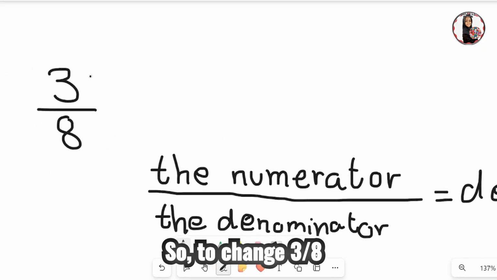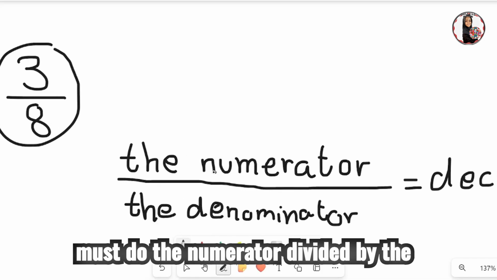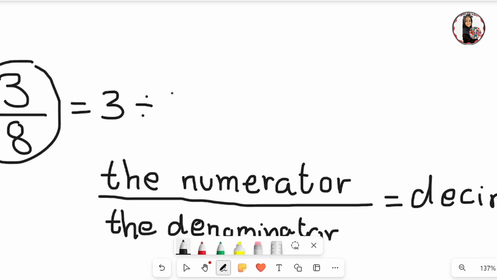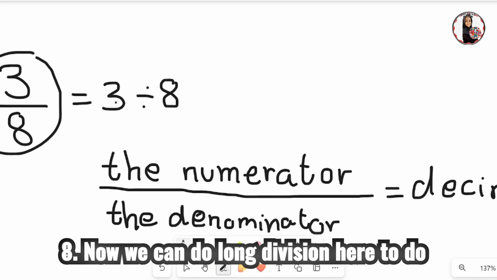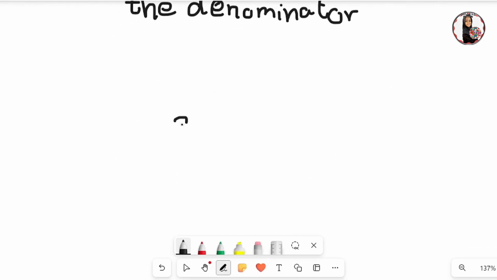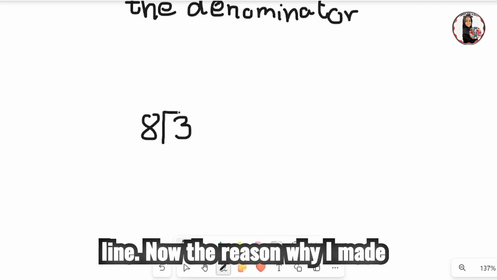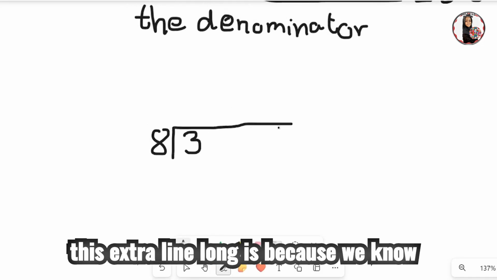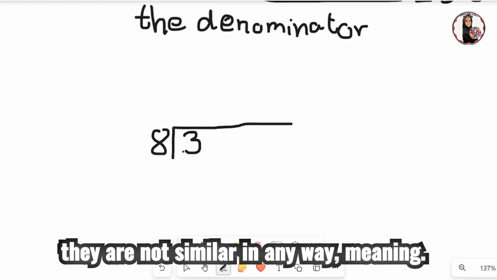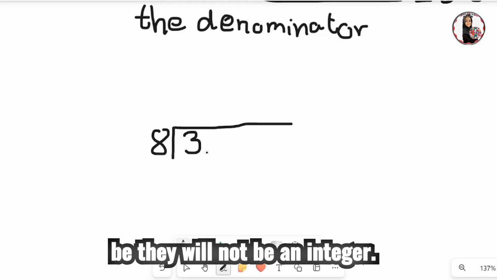So, to change 3/8 into a decimal, we must do the numerator divided by the denominator. So, that would be 3 divided by 8. Now, we can do long division here. So, let's do that. We have the 3 right here. Then we have the 8 right here with the line. The reason I made this line long is because 3 and 8 are not similar in any way. Meaning, when we divide these two, the result will not be an integer.